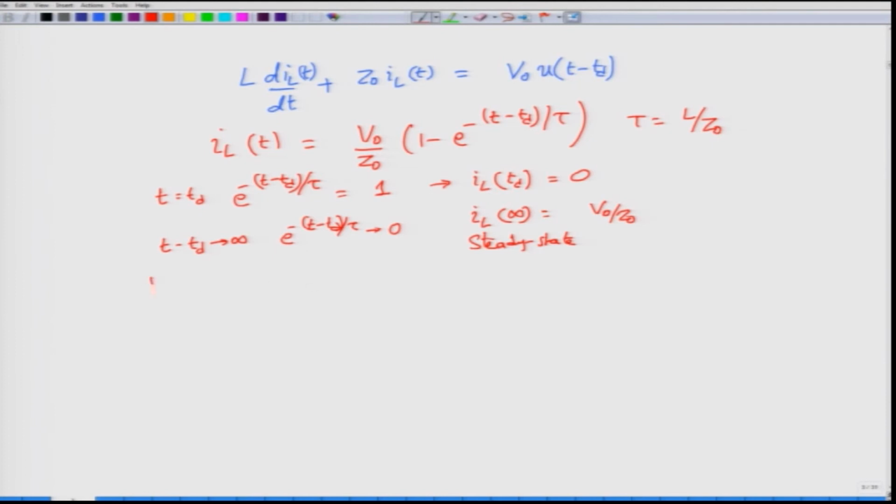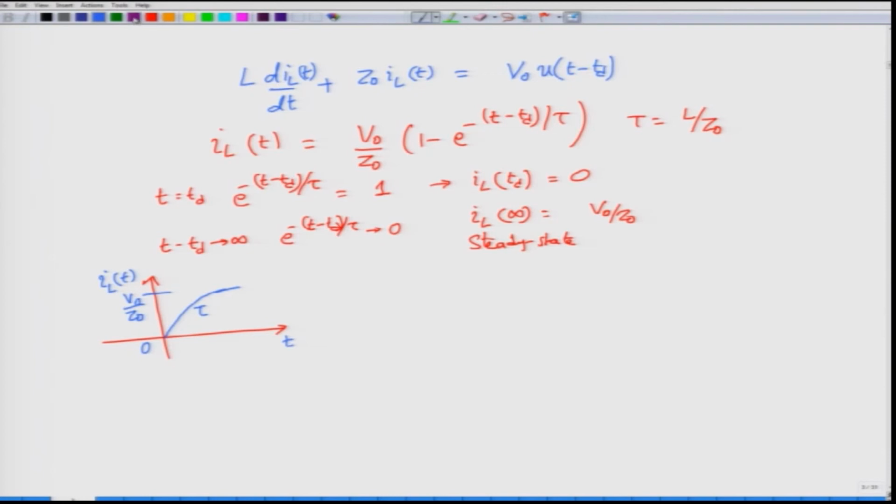In between, how does this charging process look? We are very familiar with this, the exponential. Initially you start at 0 and then you slowly go up, 1 minus exponential, with a time constant of tau. So this is with respect to the time axis, and this is the current IL of t. Initially 0, going to a final value of V0 by Z0.